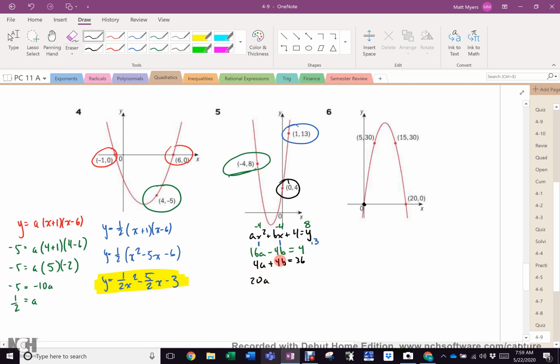20a, that disappears, equals 40. So a now equals 2. So if a equals 2, then I automatically know what b is, because remember, a plus b had to equal 9. So if a equals 2, then b must equal 7. And I already know what c is, so all I got to do is write out my final answer. 2x squared, because a is 2, plus 7x, because b is 7, plus 4 equals y. And there's my final answer.